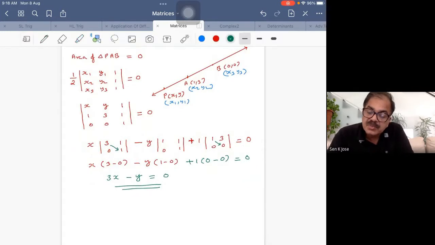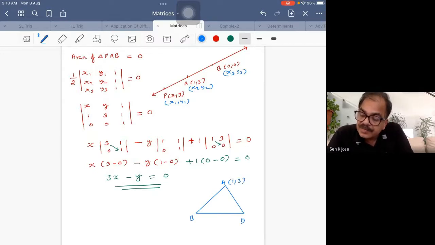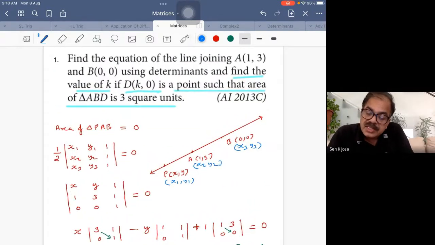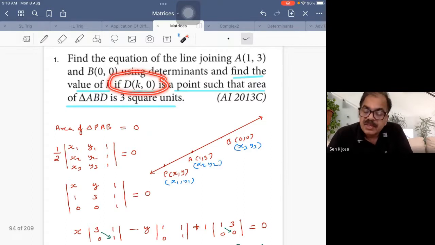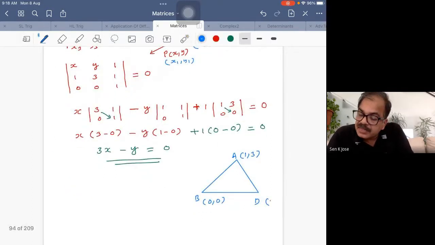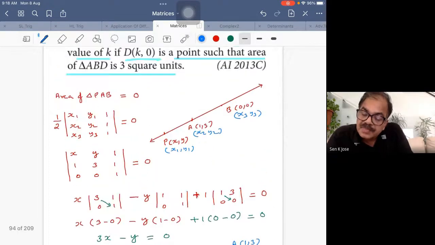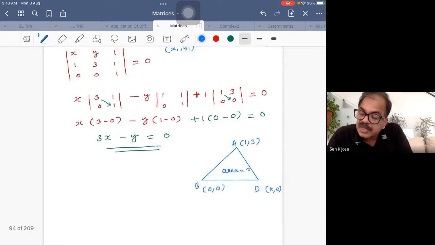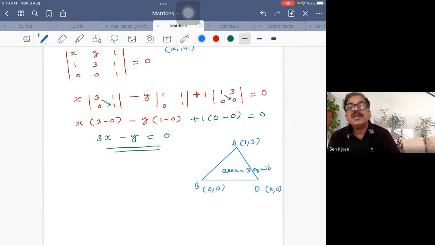So I'm going to draw a small triangle ABD. So I have a triangle ABD with vertices A, B, and D. A is (1, 3). B is (0, 0), and D they told you what it is. Look at the question. It says D is (k, 0). So I mark the point D, which is (k, 0), and the area of it is, they told you, 3 square units. That's the area. And we need to solve for k.